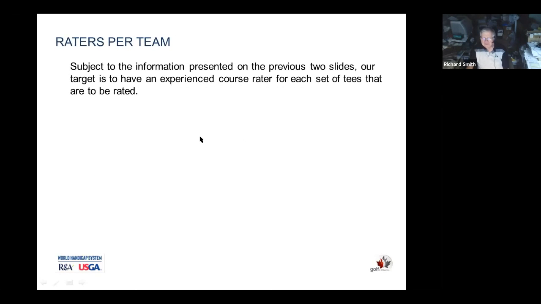How many raters per team? Well, in Saskatchewan, what we try to do is we look at how many tees we have to obstacle rate. And we want, if possible, to have an experienced course rater for each set of tees. So if a hole has 3 sets that we're going to rate for men, and we're only going to rate 2 of them for women in terms of the measurements, because the third one is more than 6,000 yards, we would want to have a team of at least 5 course raters for that particular course.